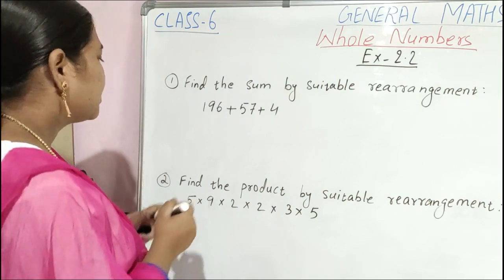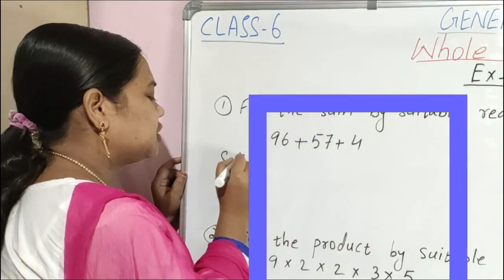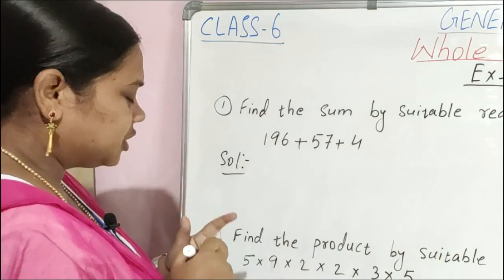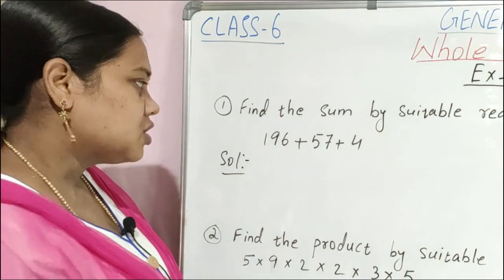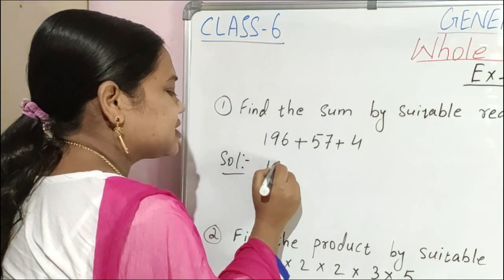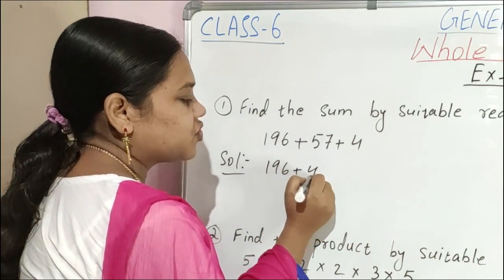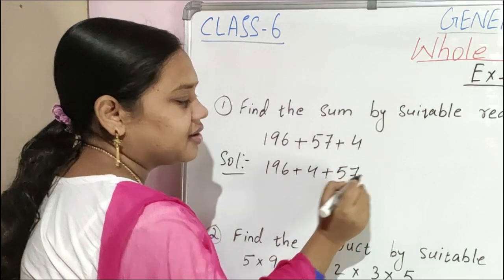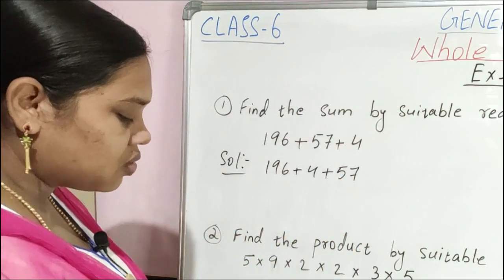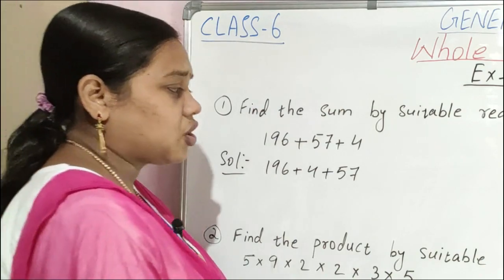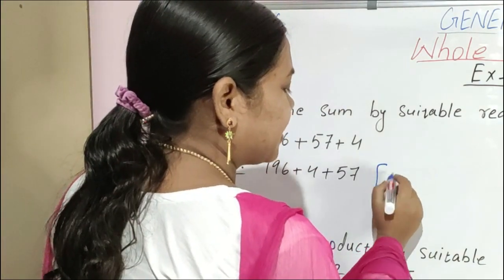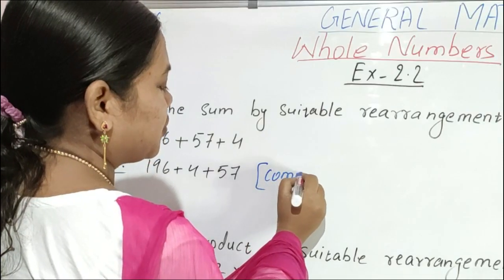So let's do the solution. See children, 196 plus 57 plus 4. Can I write it like this, 196 plus 4 plus 57? How? What property do we have? Commutative property.